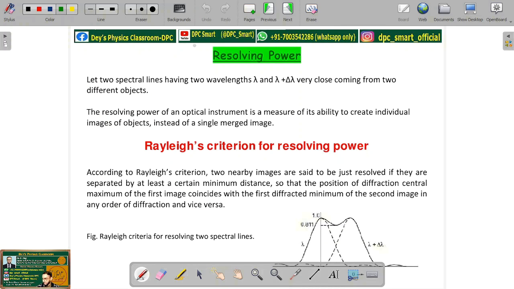Next, I will discuss what resolving power is and the criterion that should be maintained for resolving power. Suppose we take two spectral lines having wavelengths of lambda and lambda plus delta lambda, which are very close to each other, and they are coming from two different objects. Then the resolving power of a particular optical instrument is a measure of its ability to create individual images of the objects instead of a merged image.